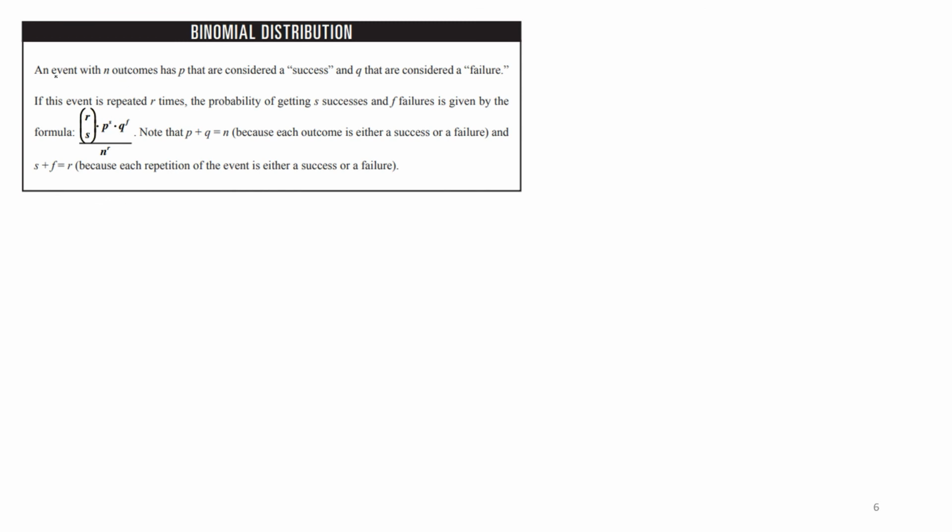So let's explain it. An event with n outcomes has p that are considered as... This is not true. I forget. Ignore this. I don't know why they wrote that. I will simply tell you what all the things in here are.